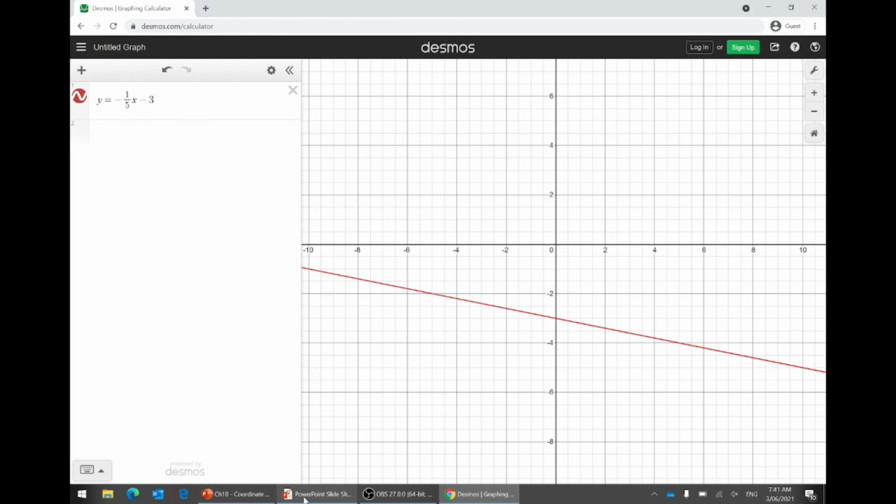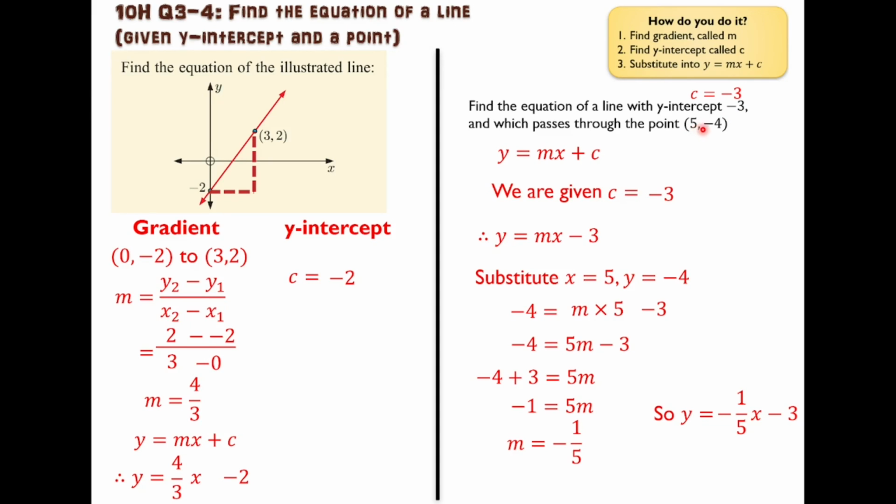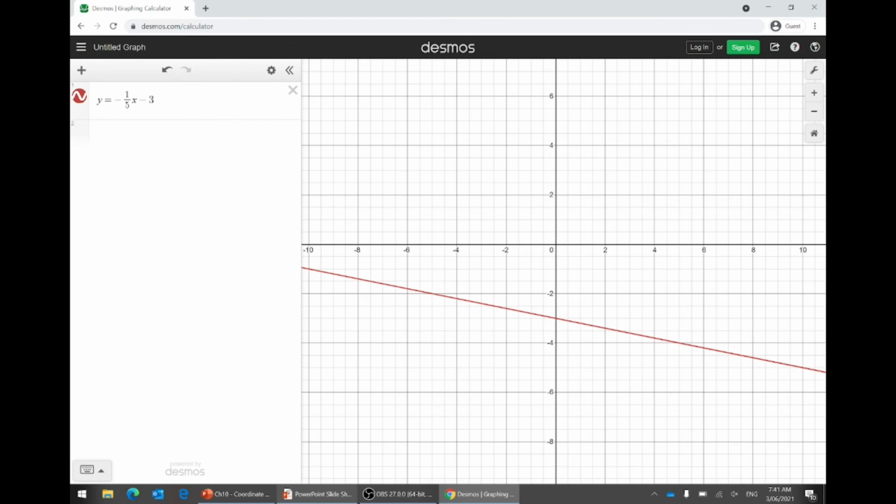And we wanted it to go through the point 5, -4. I'll plot that on this Cartesian plane here, 5, -4. Yeah, and sure enough, this line is the only line that goes through this point and also has a y-intercept of negative 3. Neat!